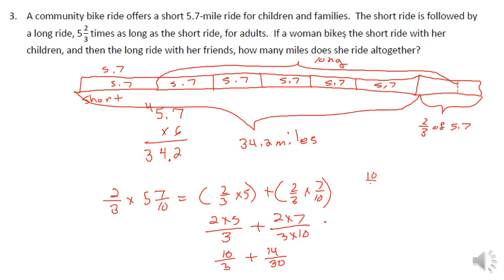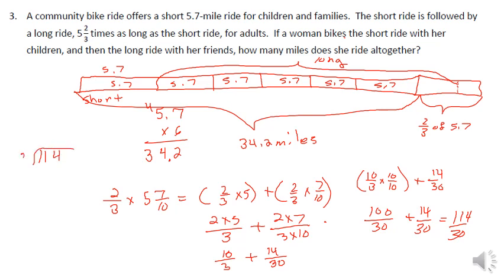Now we can see right away that we can convert the 10/3 to 30ths. So I'm going to go 10/3 times 10 over 10 and add that to 14/30, which gives us 100 30ths plus 14 30ths, which gives us 114 30ths. Now we've got to divide it, find out how many miles that is. So we got 114 divided by 30. And I know that it will go 3 times, which is 90. Fourth would be 120, so it has to be 3 times, because that's going to be 90.